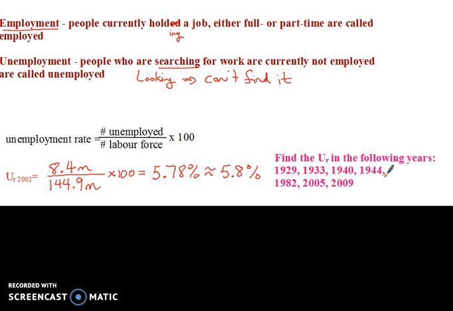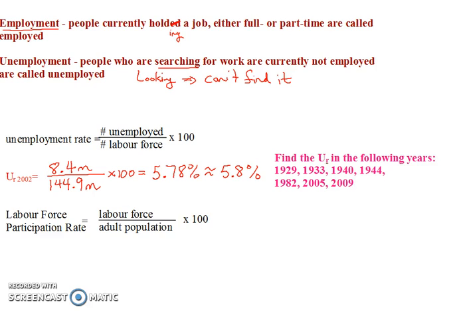One other thing that I want to talk about here, beyond just thinking about the unemployment rate over time, is what is called the labor force participation rate. I'm going to show you the formula. I'm not going to go through examples and do calculations of the labor force participation rate right now. I just want you to see conceptually what it means.